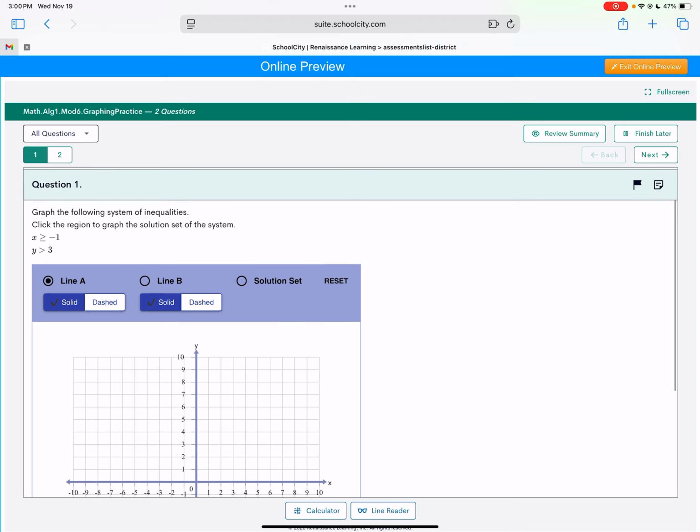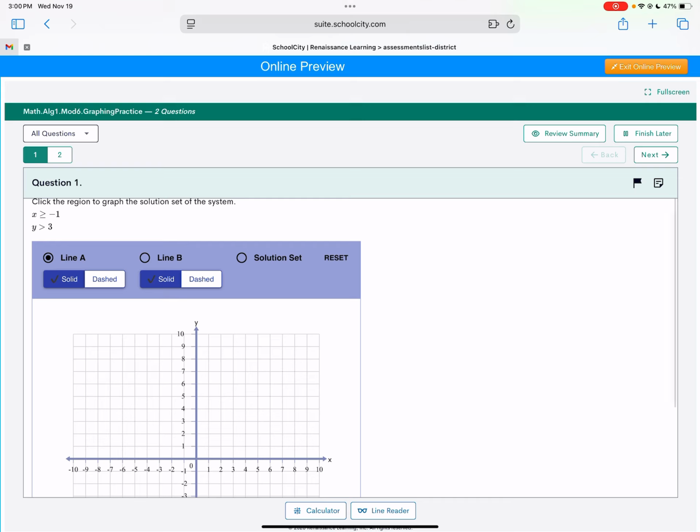We are first going to be looking at the inequality x is greater than or equal to -1. On the x-axis, I'm going to find -1 and put my first point there. Now to graph this line, I know that when it's x, it creates a vertical line. So I'm going to graph a point right above that, and that'll give me my graph.